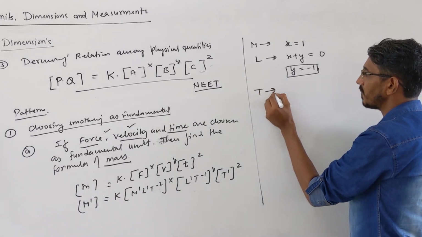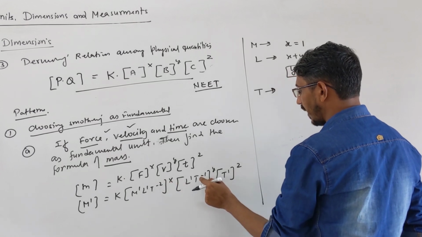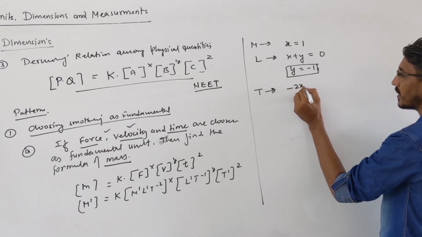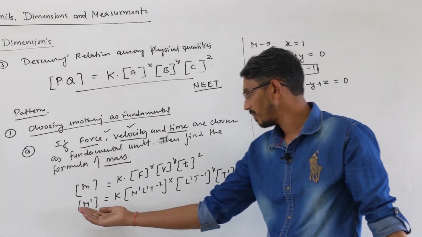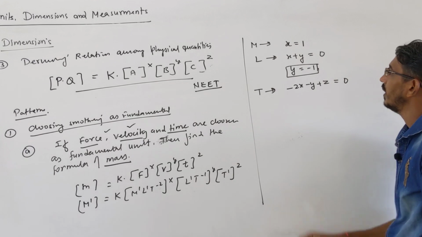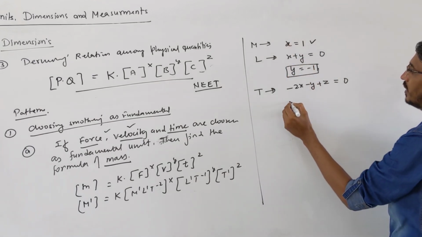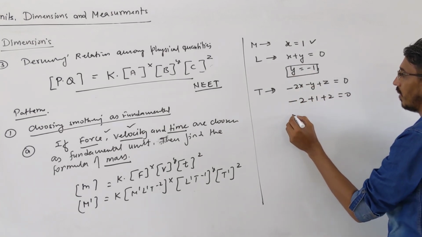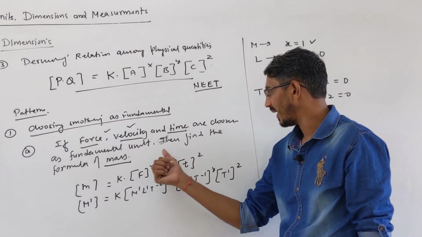Time. Let's compare the dimension of time. No time here, so 0. Time is here minus 2 into x, minus 1 into y, T power 1 into z. So it comes to minus 2x minus y plus z is equal to 0. There is no dimension of time on this side. Time is given here, here and here. X and y both values we know. We put them here, so minus 2x becomes minus 2, minus y becomes plus 1, plus z is equal to 0, right? So this z becomes plus 1. All 3 powers, x, y, z, we have found.